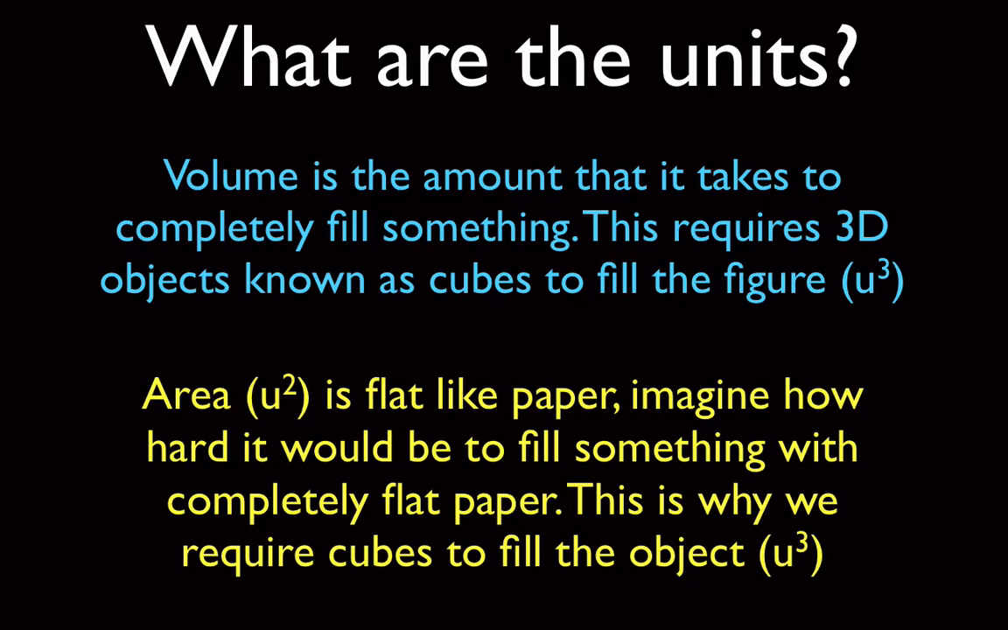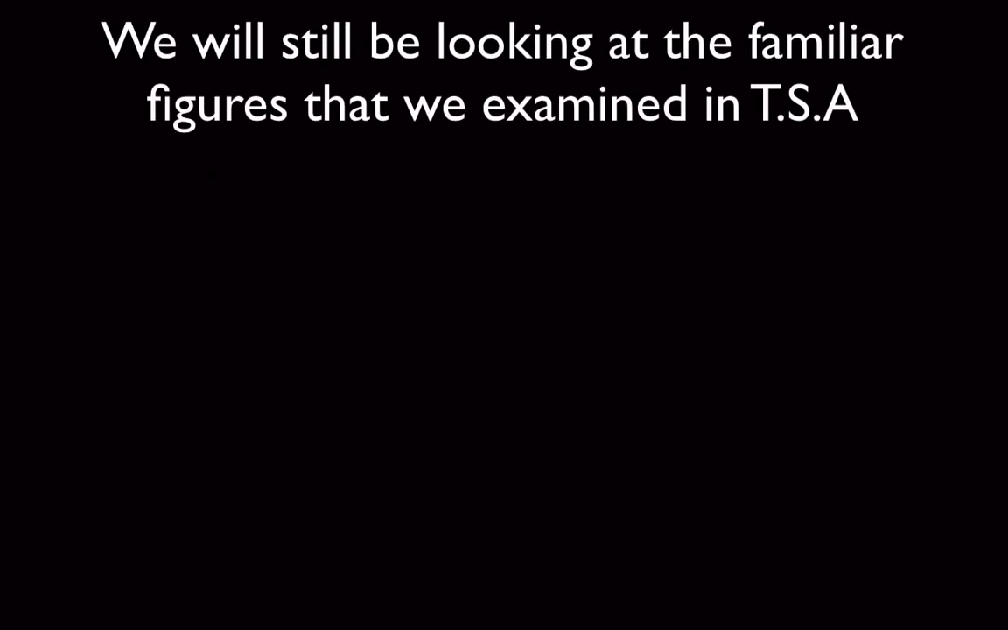So when we talk about surface area, we're talking about covering. That's why it's unit squared, because it's like taking a bunch of little squares and covering something in them. Volume is about filling something up, and you have to have something that's 3D to fill it up. So we're going to be looking at the same figures we looked at with surface area, which are polygon-based prisms.